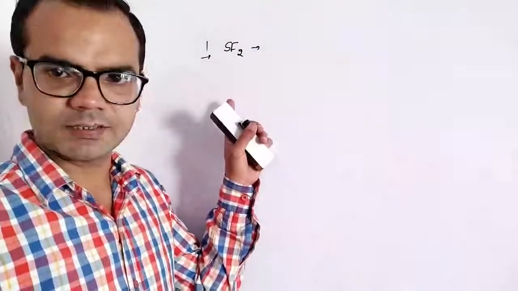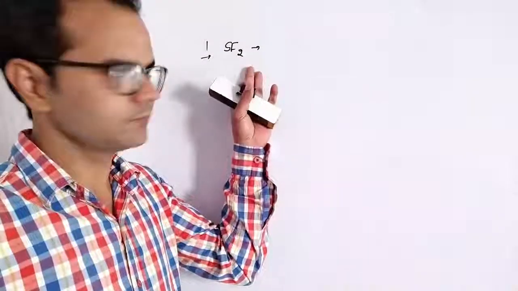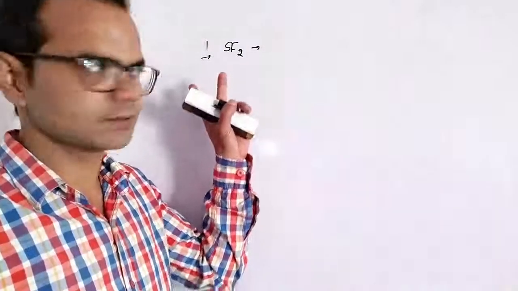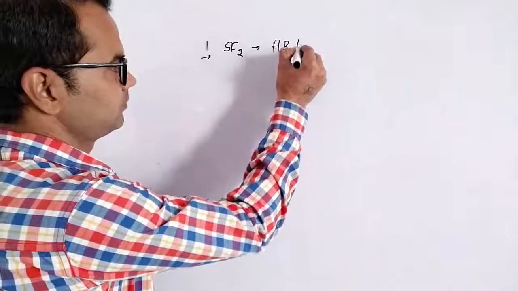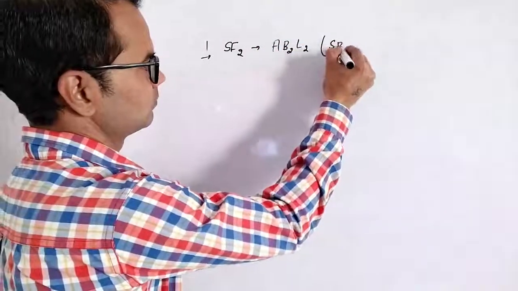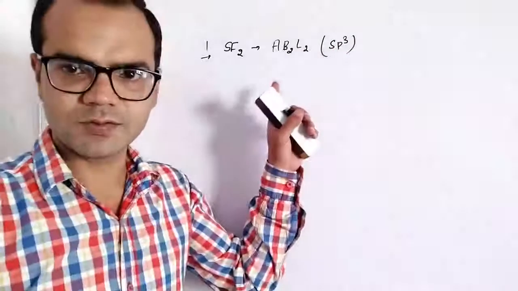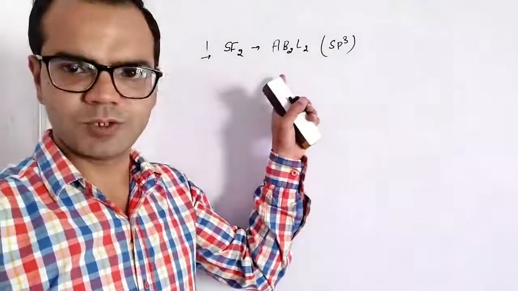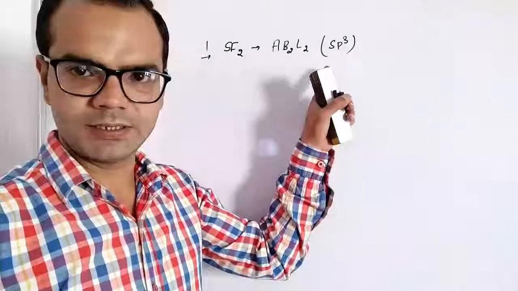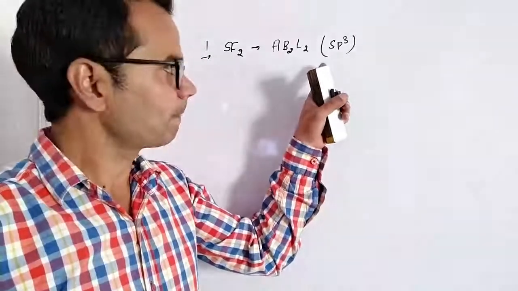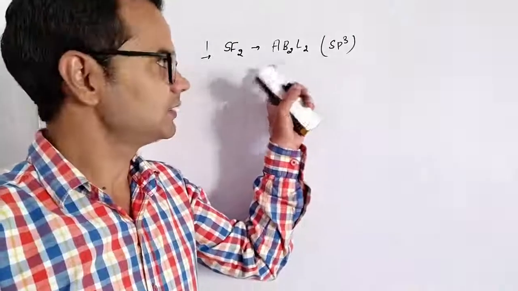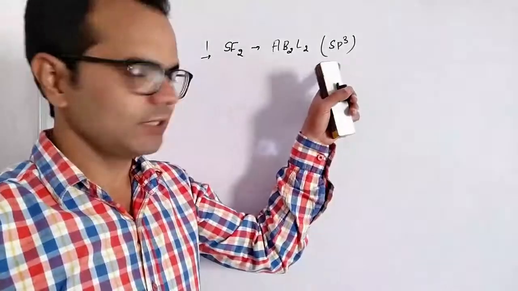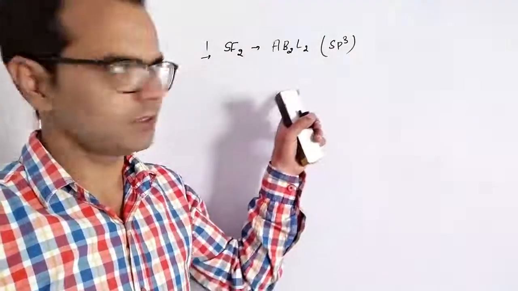Sulfur has 6 valence electrons. 2 electrons are shared with the fluorine and the remaining 2 are lone pairs. So it is the case of AB2L2, 2 bond pair, 2 lone pair. So its expected hybridization is sp3, but due to presence of two lone pairs, its shape will change from tetrahedral to V shape or bent shape.